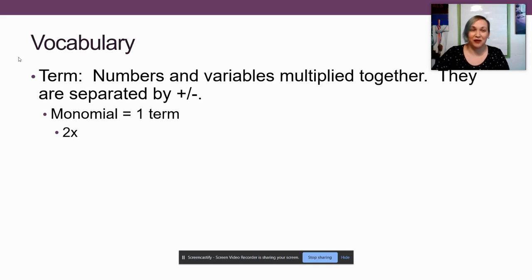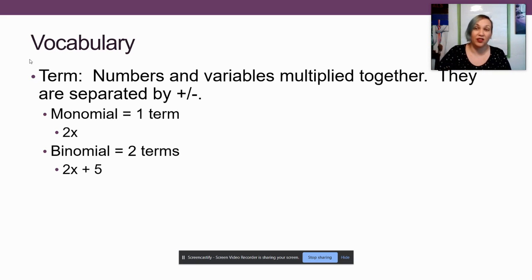Here's an example of a monomial, 2x. It's 2 times x, they're multiplied together. No adding or subtracting, that's considered one unit. If something has two terms, it's called a binomial. That would have either one adding or subtracting sign in the problem, like this. In this problem, my terms are separated by the plus sign. My first term would be the 2x, and my second term would be the 5.